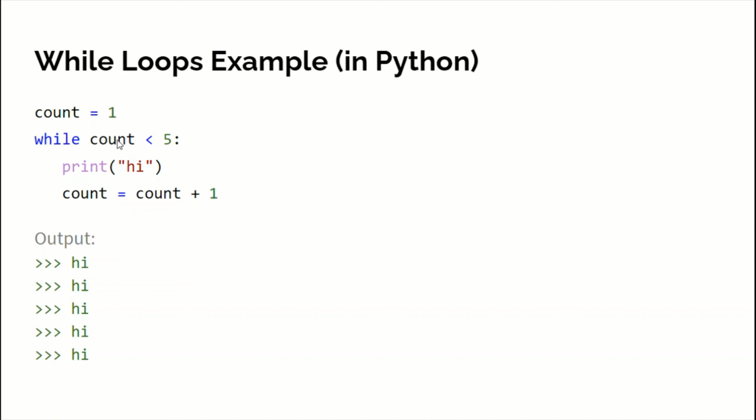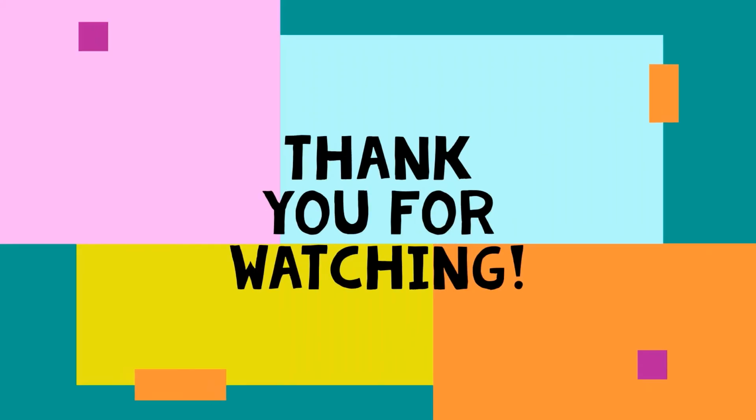So once count is equal to 5, the while loop will stop running because 5 is actually equal to 5, not less than 5. So then the while loop will come to an end. So when we run this code, it's going to print out hi 5 times, and that's what it shows in the output.